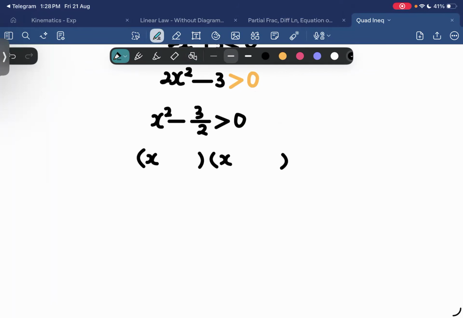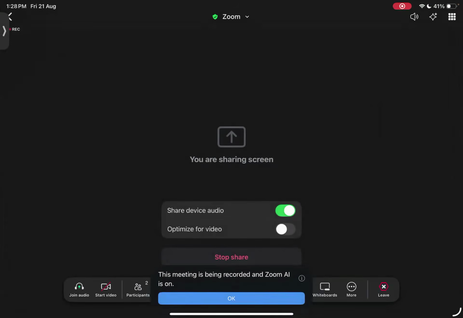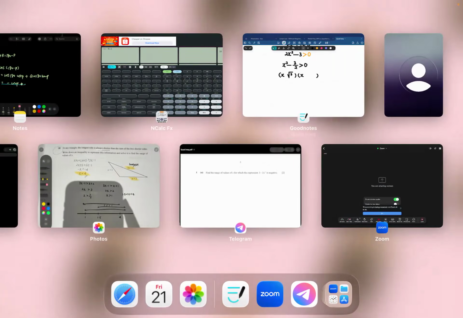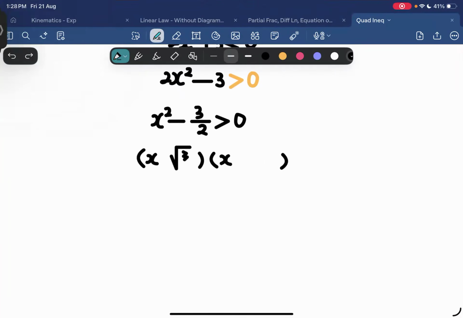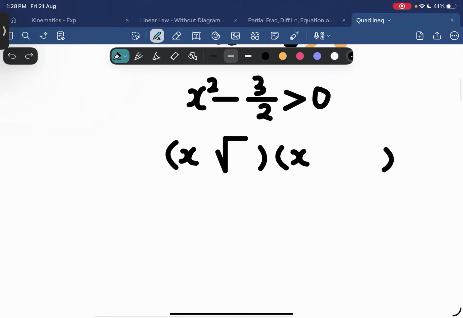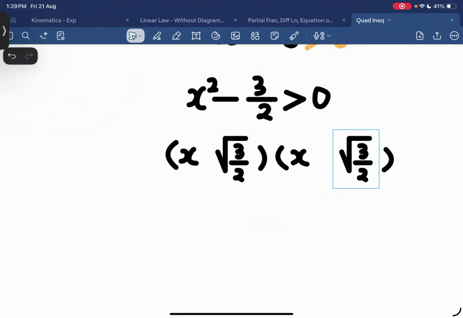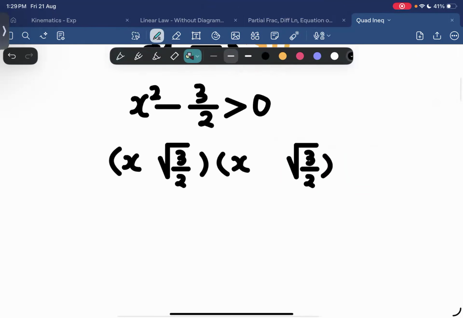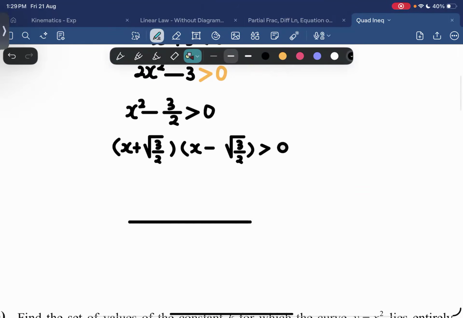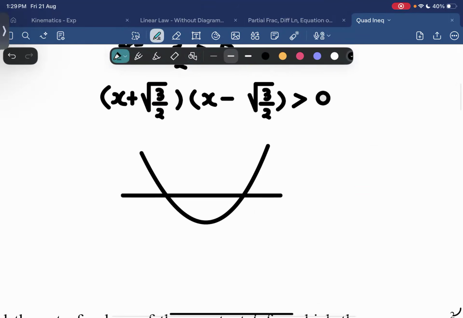So x, that's a, right? So we have what though? Square root 3 over 2. And then over here also, square root 3 over 2. Alright, so then it becomes a plus b and a minus b more than 0. So remember to sketch and shade from here. 3SF is fine, okay, but just to show you what happens if it's exact form.